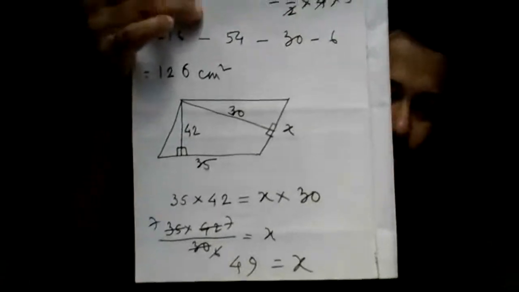Okay, so this is the thing. So we got 49. Yes, I can see 49, 49. Yes, good, very good. So 49 is the correct answer.